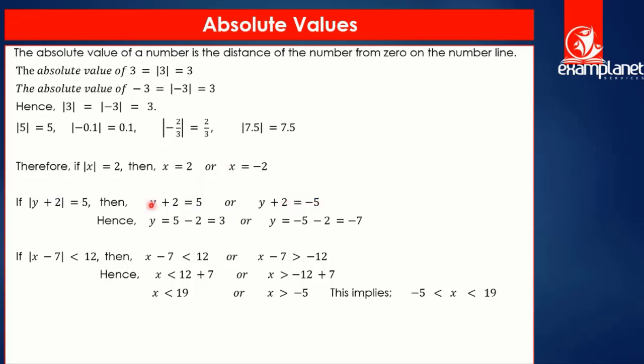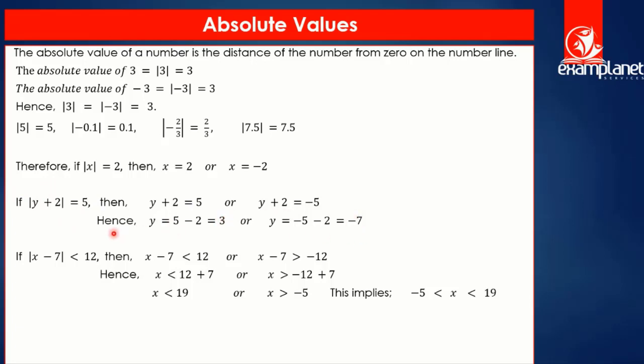And what does that mean? It means y will be 5. When we bring this 2 here, we have minus 2, and that will give us 5 minus 2, which is 3. Or y will be equal to minus 5. When we bring this 2 here, we have minus 2. So minus 5 minus 2 will give us minus 7. Okay, so this means that for this statement to be true, our y should be 3 or minus 7.